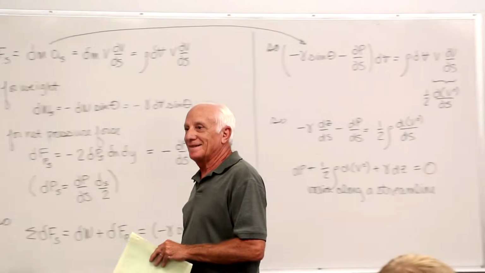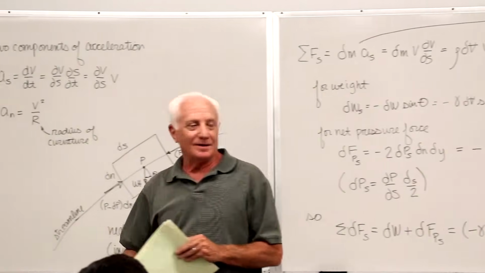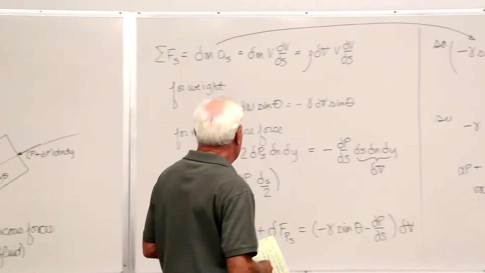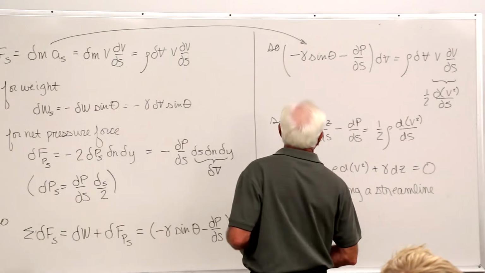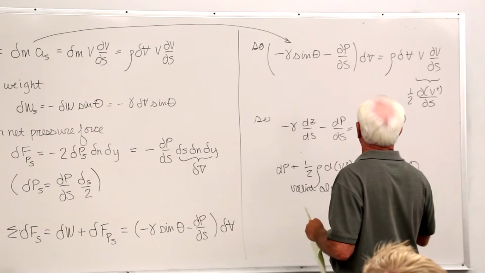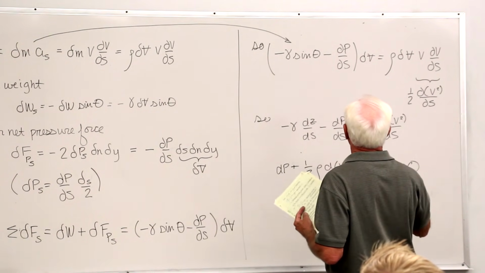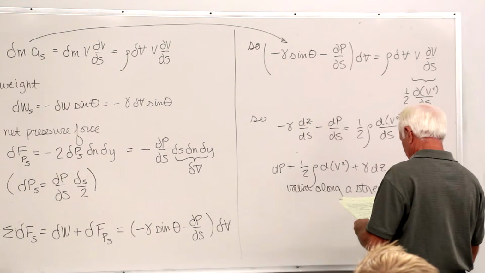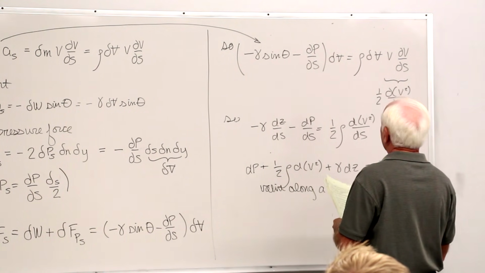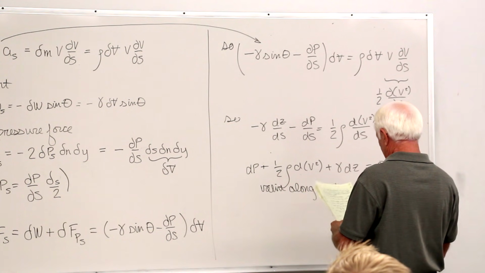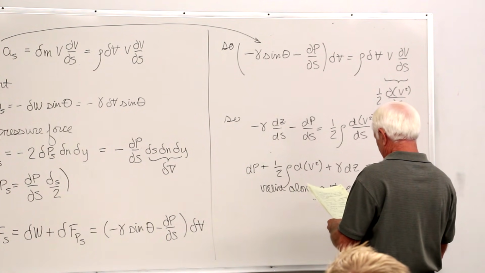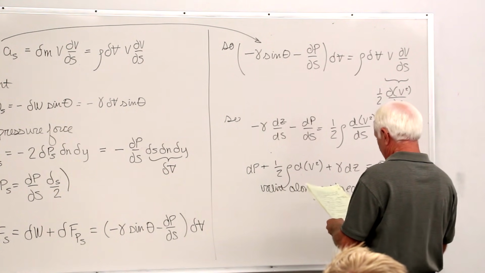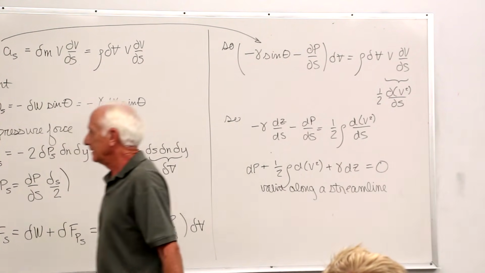What happened to the sine theta? Let's see, where does sine theta go? Oh, it's up here. Gamma, what did we do? Let me see if I got that one right. Sine theta dp ds. Over there we've got sine theta dp ds. Gamma dp ds. Oh, yeah.